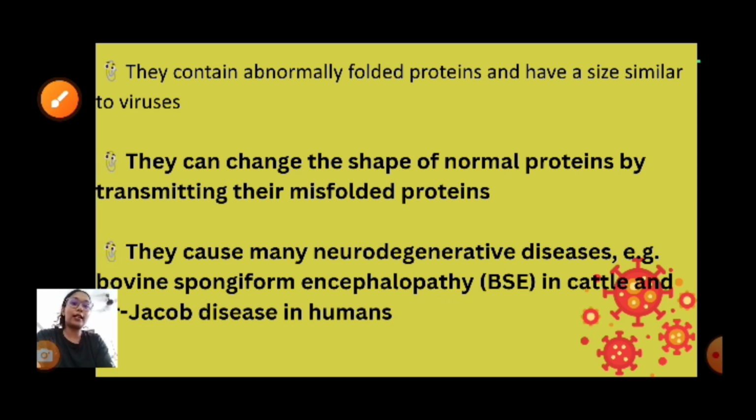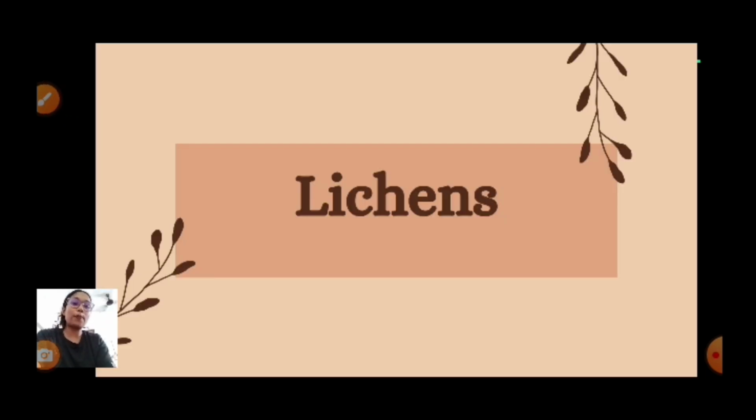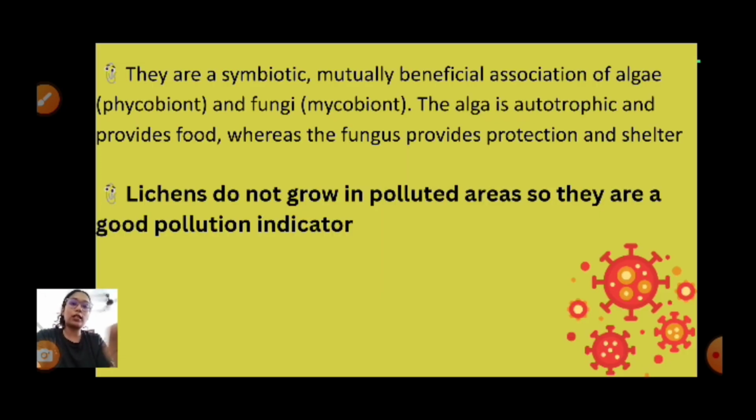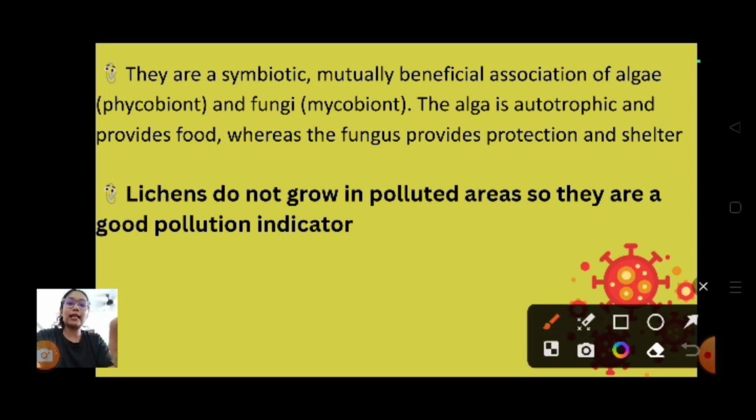So moving on to the next slide. The next topic is lichens, which will be the last topic. What are lichens? Lichens are a symbiotic or mutually beneficial association of algae and fungi. There is a mutual symbiotic association between the algae and fungi.